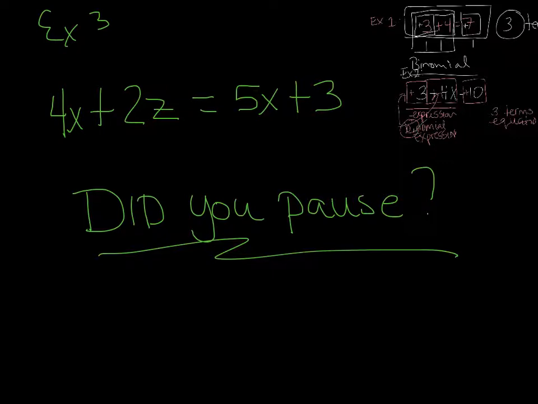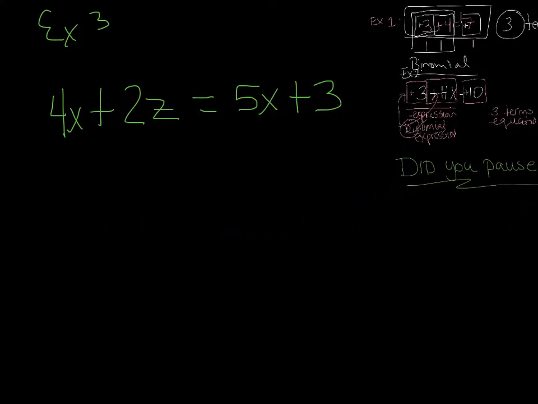Okay, not only did you pause it, but did you try it? So hopefully you have it boxed in and you have your answer. So here's how I would do this. I'm going to go ahead and box my terms off. This is the term for x. This is positive 4x, and positive 2z.